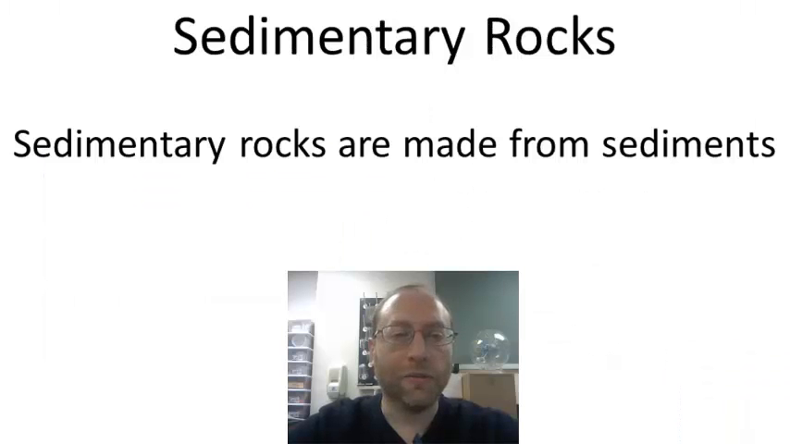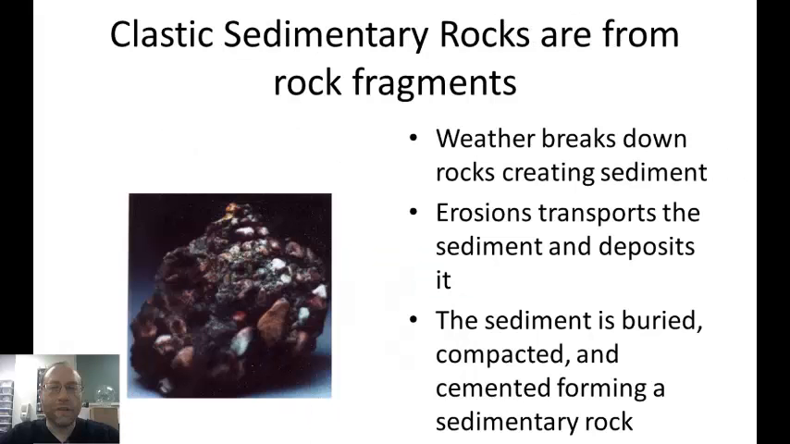Now we come to sedimentary rocks. Sedimentary rocks are made from sediments. There are several different kinds. There are clastic sedimentary rocks. These are made from rock fragments. If you look at the picture there, you see that this rock over here is made from sediments that are cemented together. You can see that there are some pebbles put together with sand.